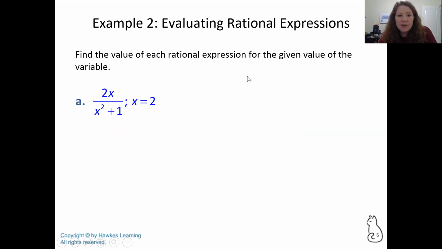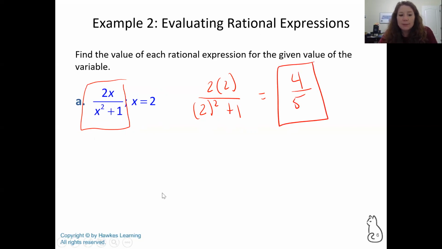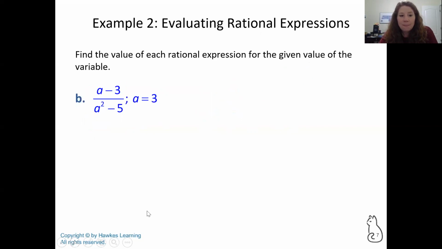All right, then it says find the value of each rational expression for the given value of the variable. So they give us an expression, but then they also tell us what x equals. So we're going to multiply 2 times 2, because x is 2, and then we're going to plug in 2 for x plus 1. So 2 times 2 is 4, 2 squared is 4, and 4 plus 1 is 5. So all we're doing on this particular problem is substituting. That's it.